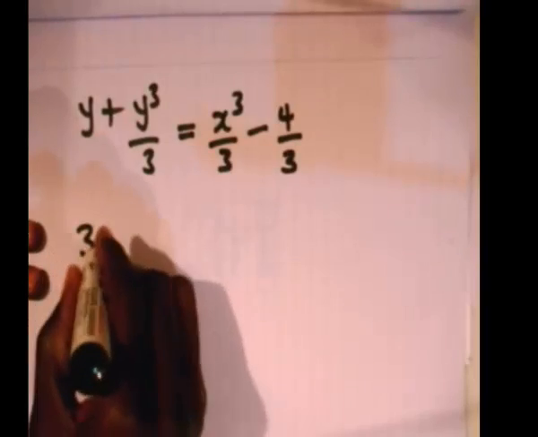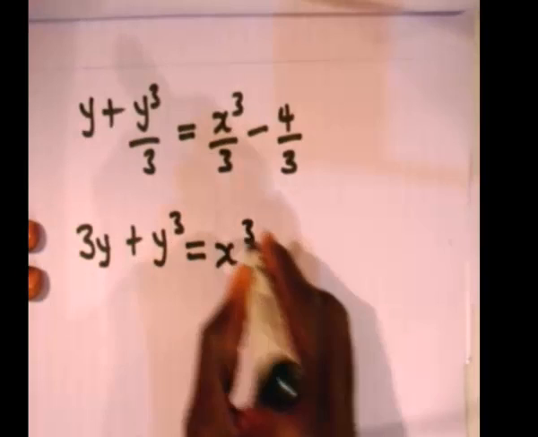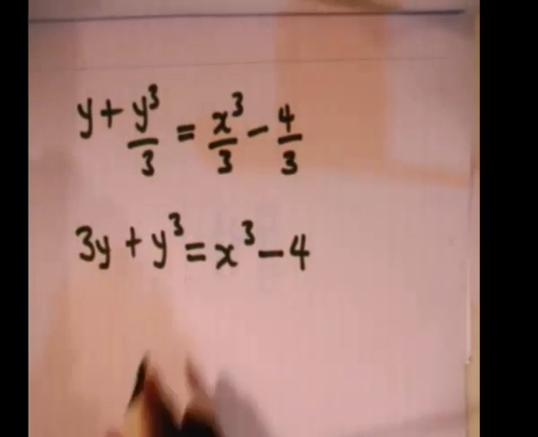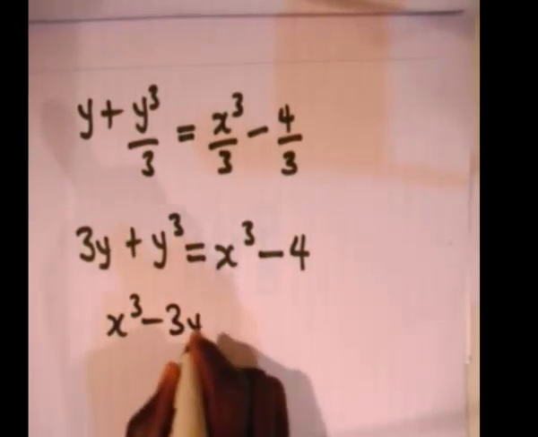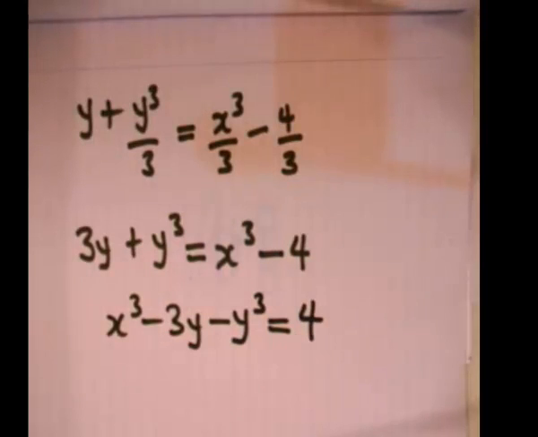Let's multiply through by 3 to make it simplified. 3y plus y cubed equals x cubed minus 4. And since we cannot make y the subject here, let's make the constant c the subject. So what do we have? x cubed minus 3y minus y cubed equals 4. This is a particular solution for the ordinary differential equation of the first order.